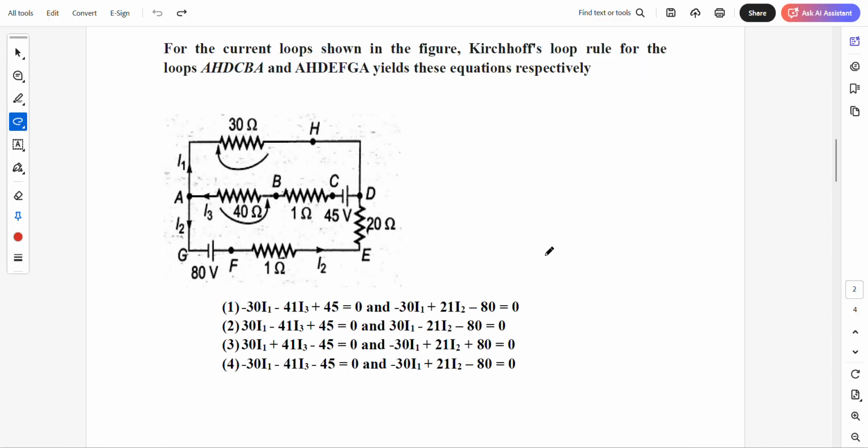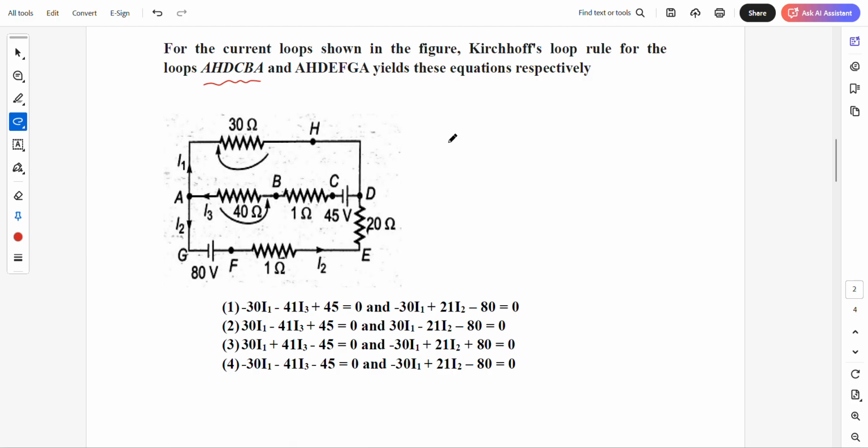This is the first problem. What is it saying? For the circuit, for the current loops shown in the figure, Kirchhoff's loop rule for the loops AHDCBA, this is the upper loop, and AHDEFGA yields these equations respectively.